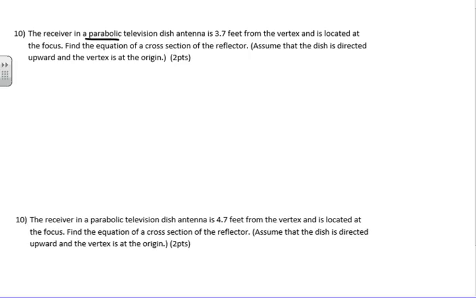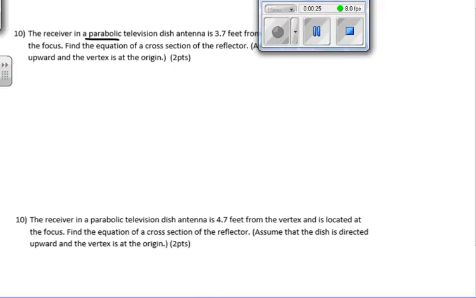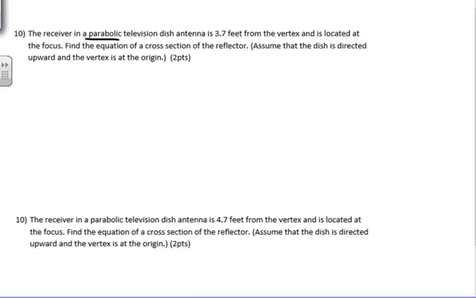Now, a lot of students are a little confused when they see parabolic. Parabolic means you have a parabola. And a parabolic television dish, okay, so we have a parabola that's created into a television dish. So if you can imagine that, it's not like that. All right. It is 3.7 feet from the vertex, okay, and what's located there is the focus. All right, so if you kind of say that, I'm going to read a little farther.